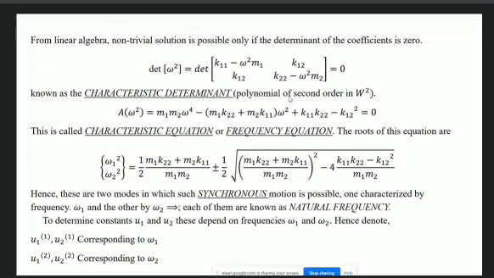Just in this equation, you substitute what is k11. K11 is 2k. Then m1 is m. K12 equal to minus k. Then k22 equal to k plus, with this k3 was there, so that is also 2k. So it will be 3k minus omega square, or lambda, into 2m.